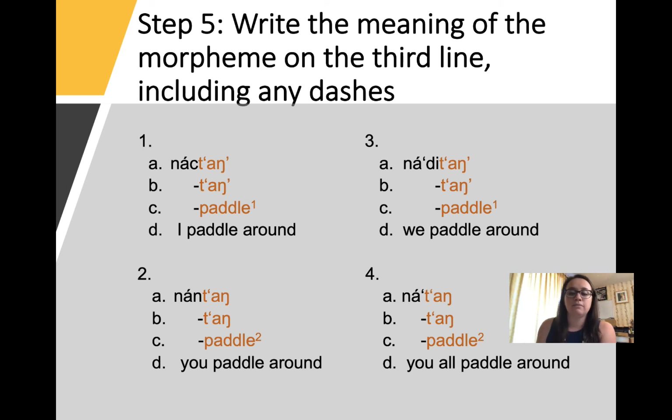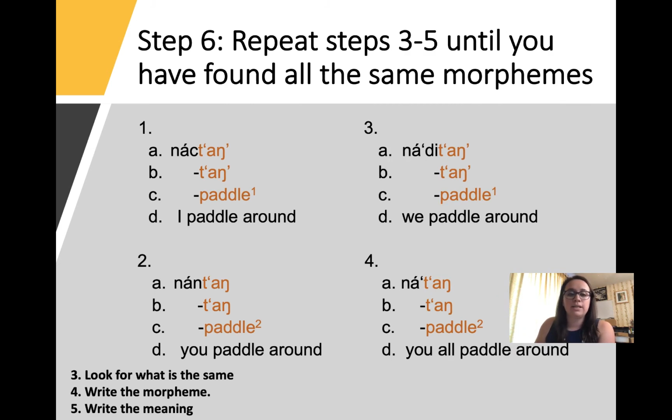So the meaning of this is paddle, the core meaning is paddle, right? But what I've done here is do a paddle 1 and paddle 2. That's just for the sake of time at the moment. Now, step 6, repeat steps 3 through 5 until you have found all the same morphemes. So I have here listed, look for what is the same, write the morpheme, write the meaning, right?